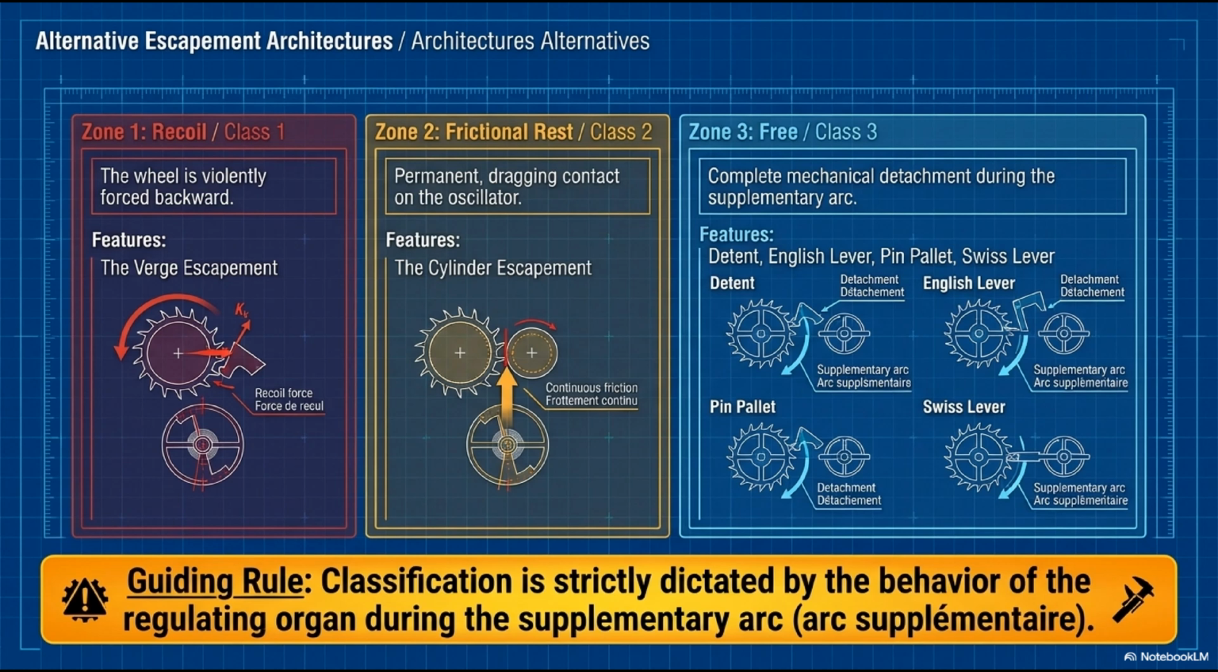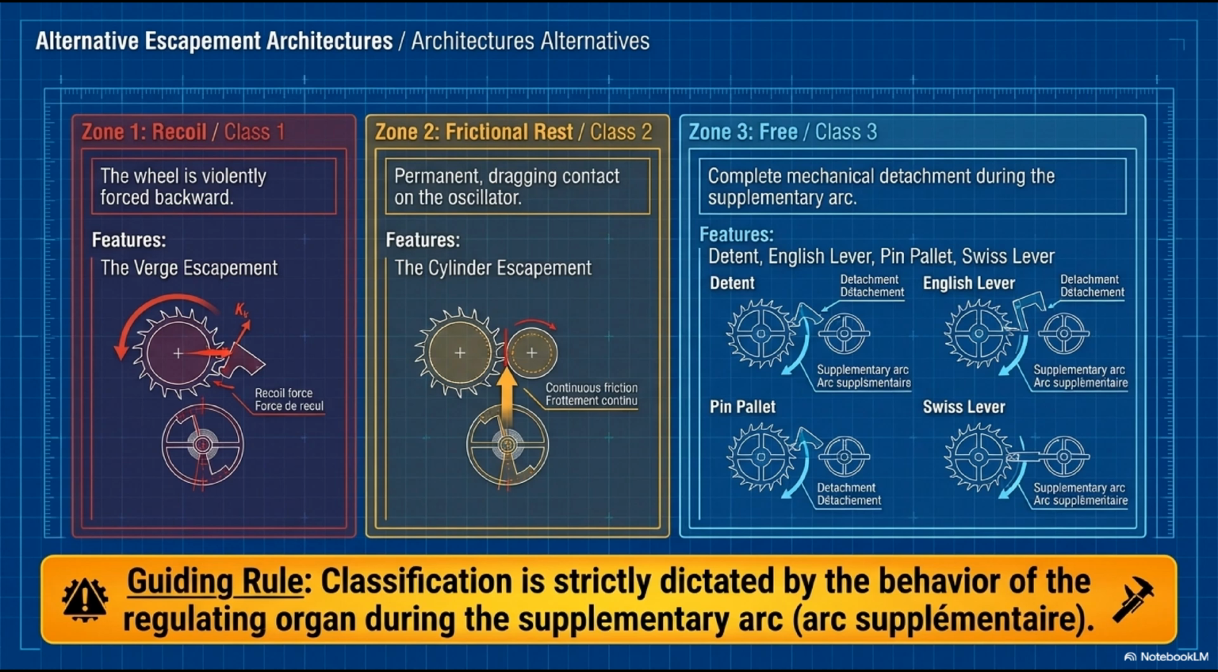Center zone is Class 2, frictional rest, permanent dragging contact on the oscillator throughout the supplementary arc. The cylinder escapement. The balance is never free from escapement friction. Right zone is Class 3, free, complete mechanical detachment during the supplementary arc. Four types, the detent, the English lever, the pin pallet, and the Swiss lever. The small diagrams show the kinematic distinction between the 4, particularly the detent single impulse architecture versus the bilateral arrangement of the others.